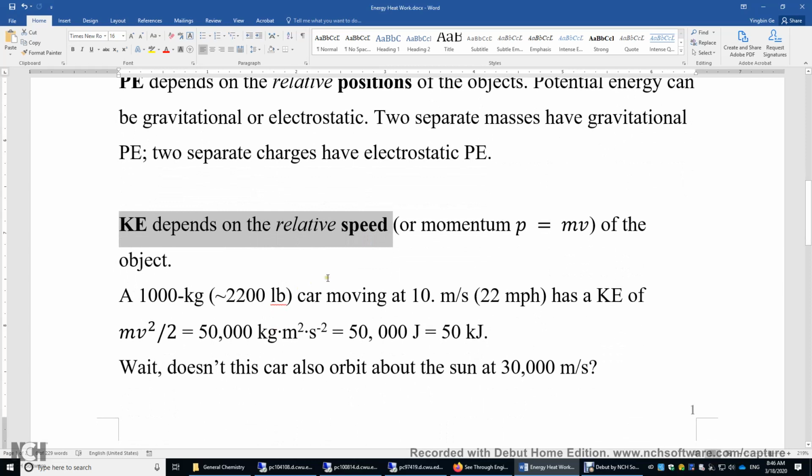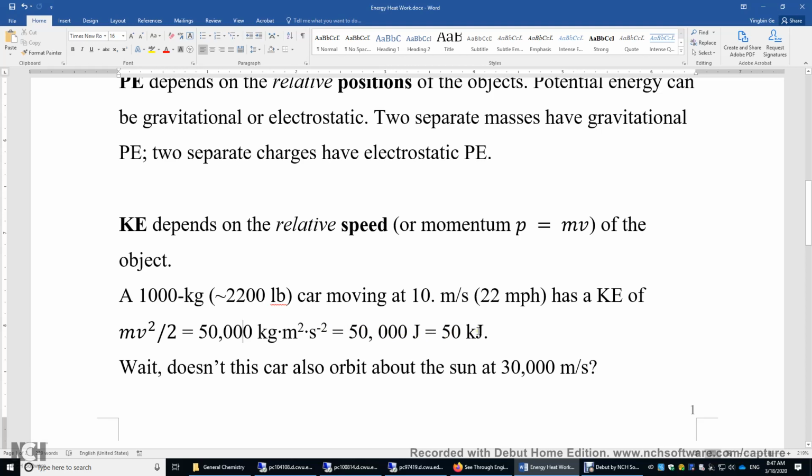So if you are driving a fairly small car, let's say it weighs 1,000 kilograms or 2,200 pounds, and it moves at 10 meters per second, we can compute its kinetic energy. The formula is 1/2 times the mass times speed squared. In this case, it's 1/2 times 1,000 in the SI unit times 10 meters per second squared. The result is 50,000 kilogram meter squared per second squared, or 50,000 joules. Or sometimes we write 50 kilojoules for simplicity.